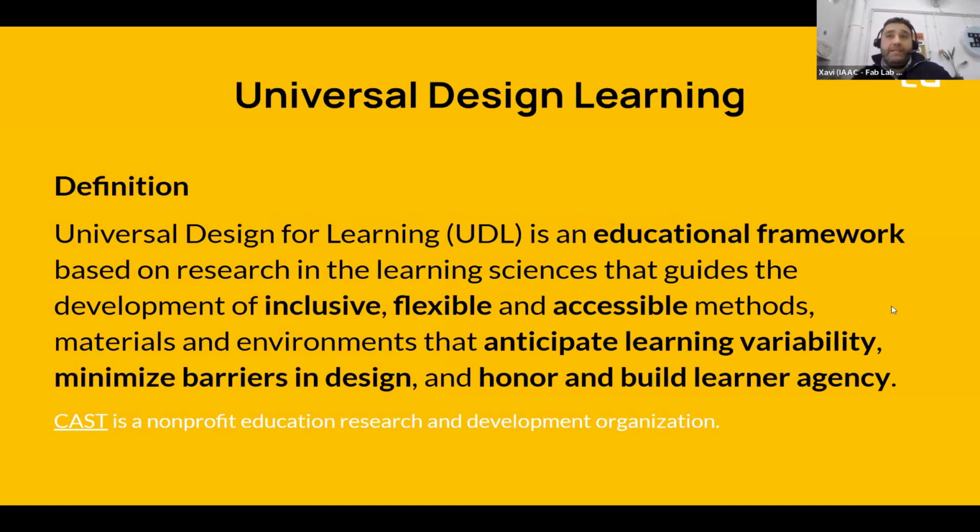The Universal Design for Learning is an educational framework. So it's designed for education, based on research in the learning sciences, that guides the development of inclusive, and this is a key word we will talk about today, flexible and accessible methods. We will also think about what accessibility is, materials and environments, and why to use this educational framework: to anticipate learning variability, to try to minimize barriers, and to help the learner build their agency.